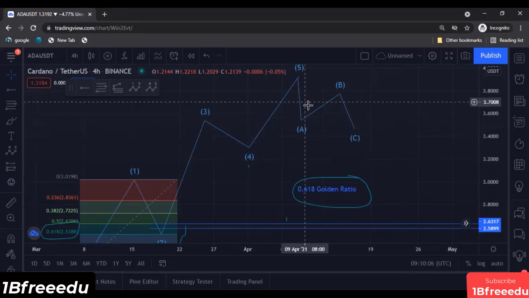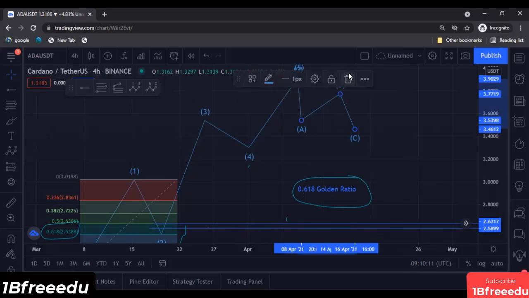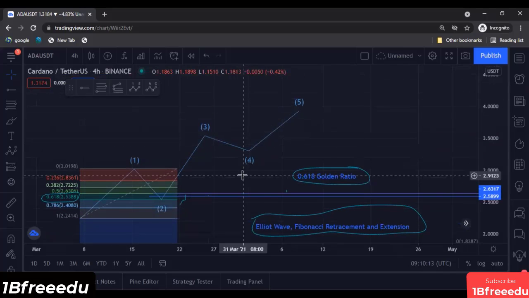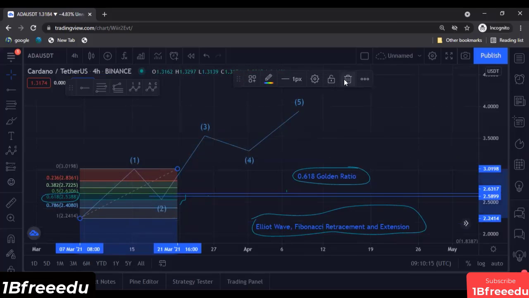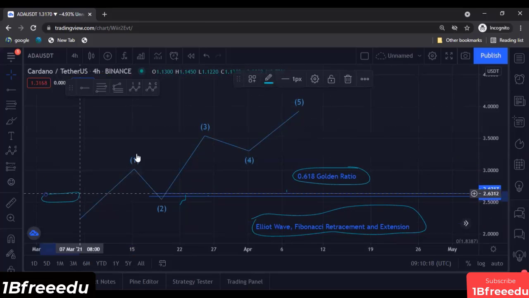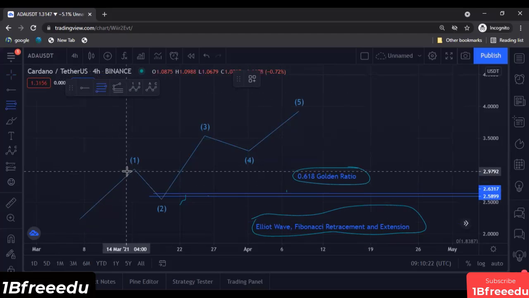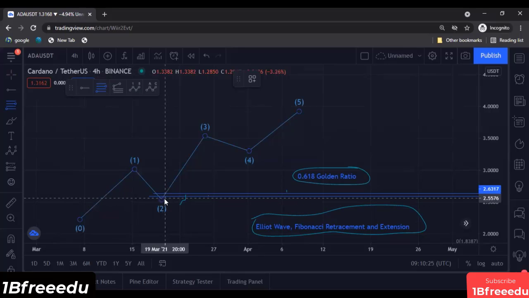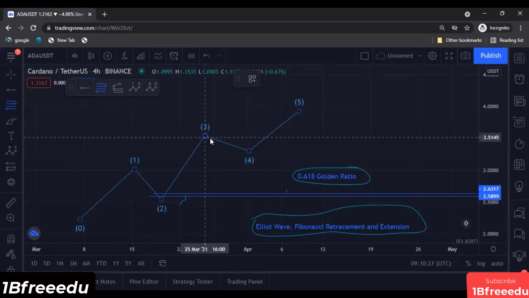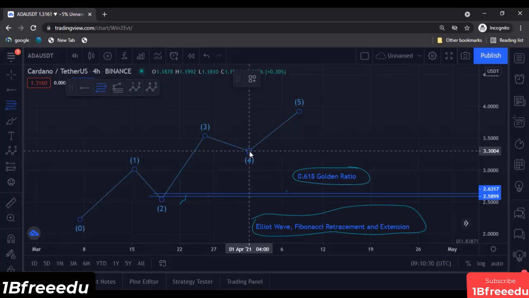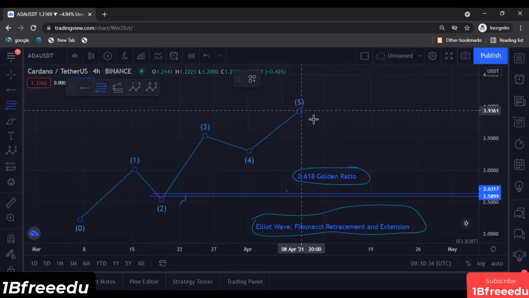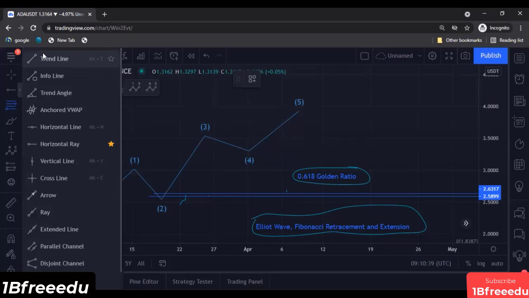So how you could predict how much it would retrace from 5 is, I'll remove this. So basically, we draw the Fibonacci retracement from 0 to 1 to check out the second one, and then we draw the Fibonacci retracement from second to third to check out the fourth one, how much this fourth one would retrace. Now, if we need to check how much the fifth one would retrace from here on, for example, let me show you.